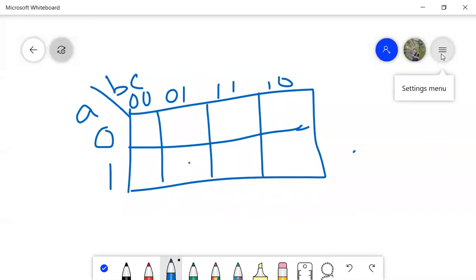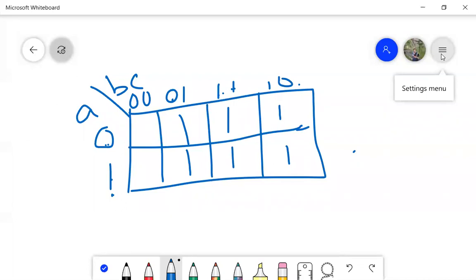Now, the min terms I got: 1. So there I have to write 1. 0, 0, 1 is 1. Next I have 2. 0, 1, 0 is 2, so I'll get a 2 over here. Next it was 3. 0, 1 and 1 is 3. Next I have 5. What is 5? 1, 0, 1. Next min term, I had 6. 1, 1, 0 is a 6. Next I got 7. So 1, 1 and 1 is a 7.